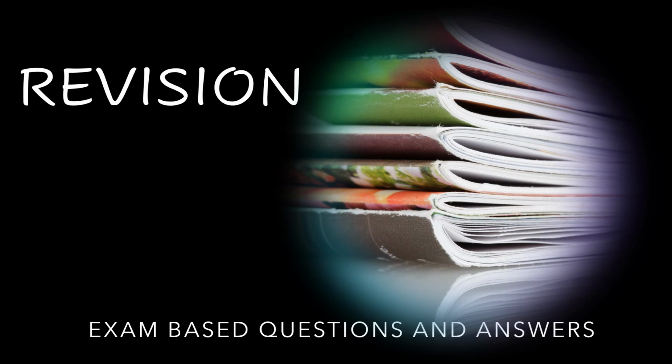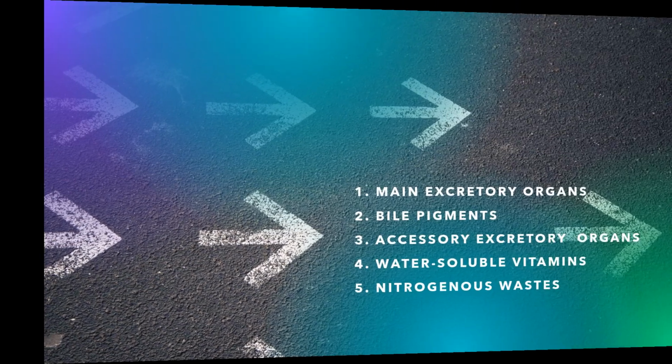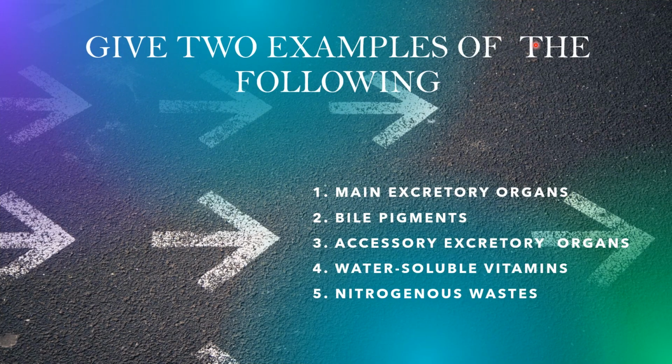Yes, we can go through the revision. Exam-based questions and answers we are discussing based on these topics. First, give two examples of the following. First question, main excretory organs. Two main excretory organs, what are they? Kidney and ureter, or kidney and urinary bladder, or urethra you can write. Then second question, bile pigments. Two bile pigments, we already discussed that: biliverdin and bilirubin.